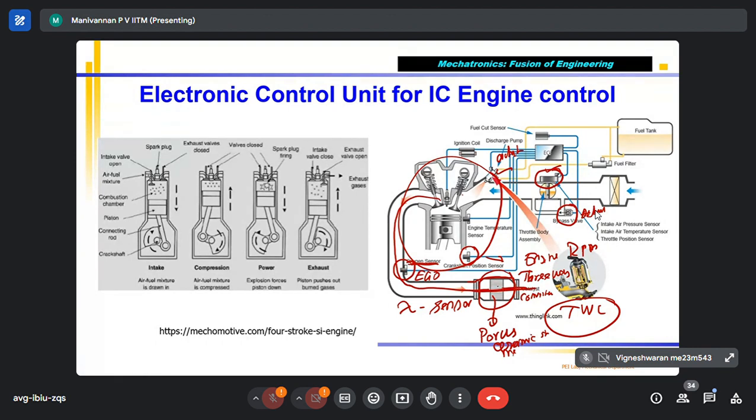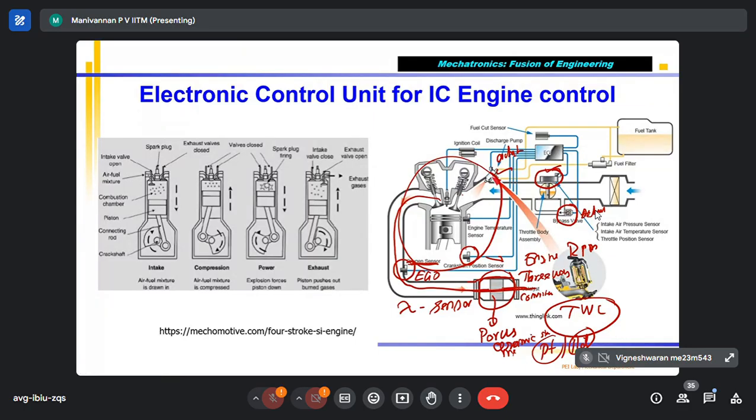When it is passing through that, the porous ceramic structure will be coated with platinum and rhodium. Okay, platinum and rhodium. One is called an oxidation catalyst, the other one is called a reduction catalyst.